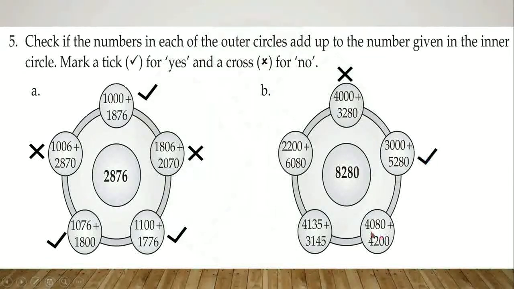Coming to the next circle, we have 4080 and 4200. When you add these two numbers, definitely you will get 8280.